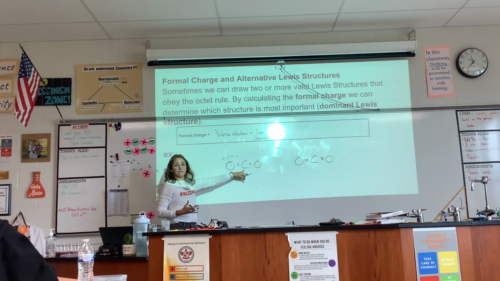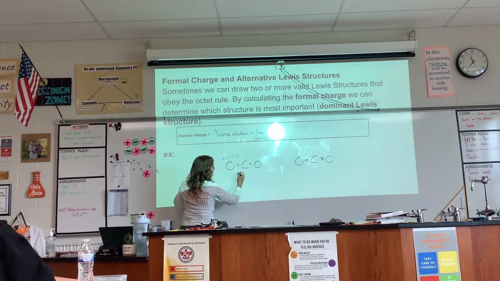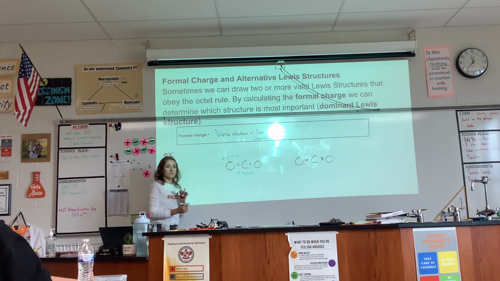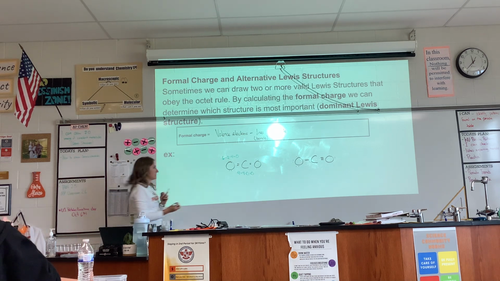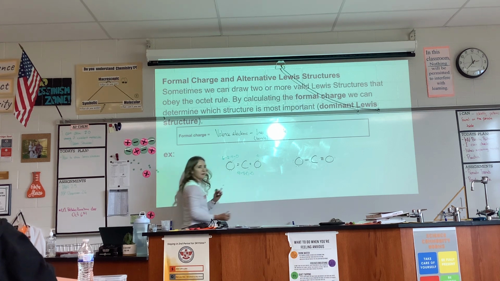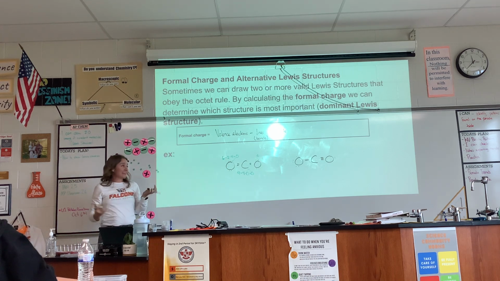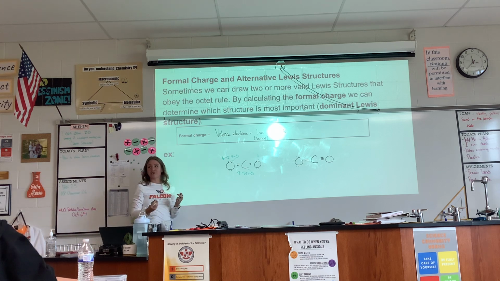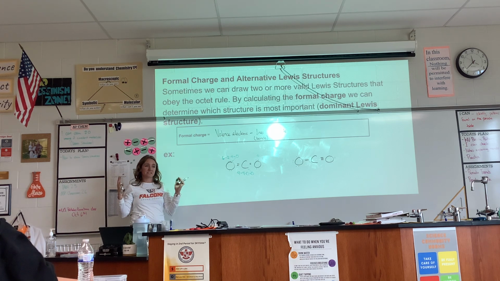Okay, so let's calculate it for carbon now. How many valence does carbon have? 4. 4 minus 4 lines, 0 dots, so also a 0. So this one's at 0, this one's at 0, and this one's the exact same as the other oxygen, so it's also going to be 0. Right there, that tells me this is the valid structure, because they all have formal charges of 0, they're all in a stable arrangement.